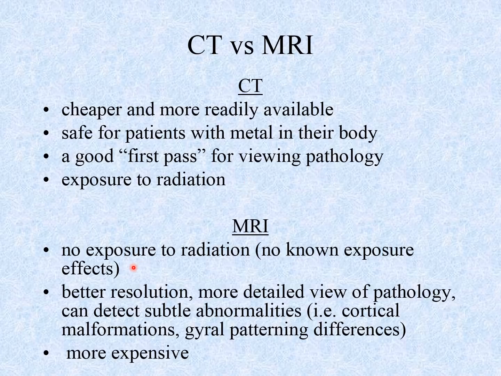For the MRI, there is no exposure to ionizing radiation, and there are no downsides that are known to the exposure at this point due to the radiation itself. It provides much better resolution, more detailed view of pathology, and can detect some very subtle abnormalities such as cortical malformations, abnormal gyral patterns. It is much more expensive.